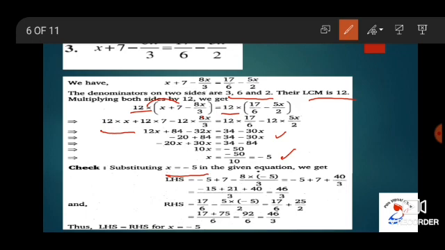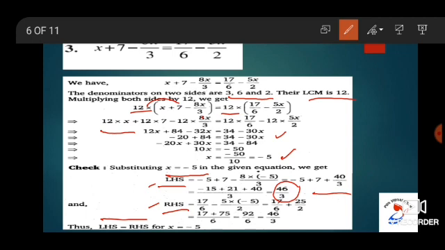Now we have solved the problem. We need to check the result. Let us take the value for x is minus 5 and substitute in LHS and RHS and check whether both are equal. Now on the left hand side, it is minus 5 plus 7 minus 8 into minus 5 by 3, which will give you the result as minus 5 plus 7 plus 40 by 3. That is equal to, on solving this at last step, you will get the result as 46 by 3.